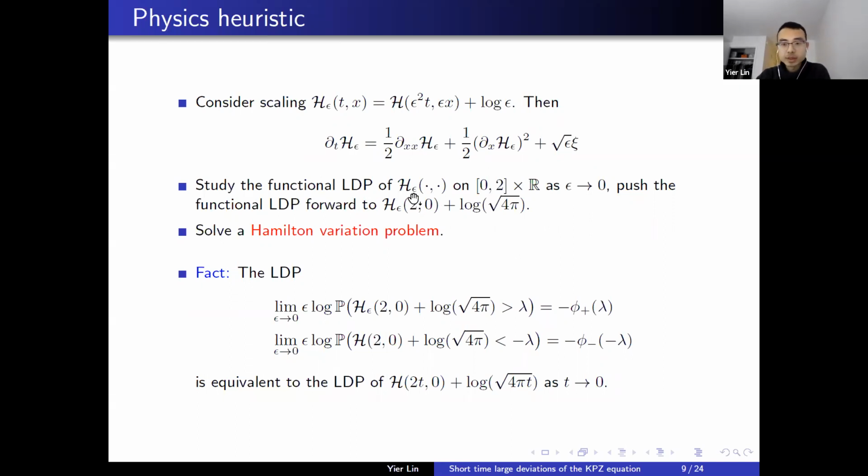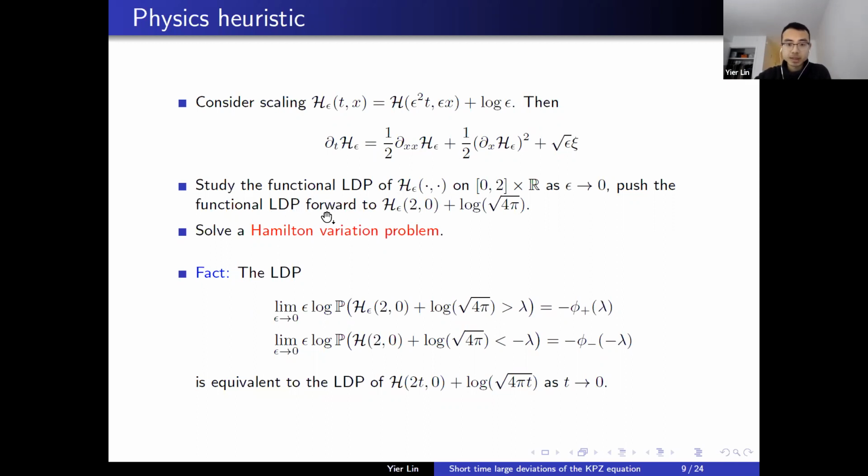Then having that large deviation, you can immediately push it forward. So using the contraction principle, you can push it forward to the 1-point large deviation of this h epsilon at time 2 and space 0. So heuristically, you can get a large deviation for this h epsilon with the rate function. Because you're pushing it forward, it can be expressed in terms of a variational expression.